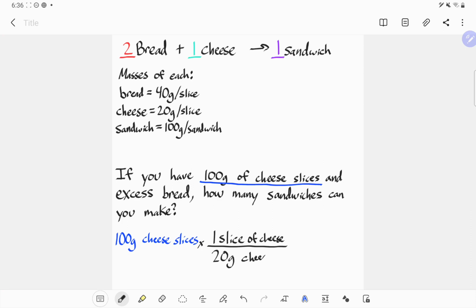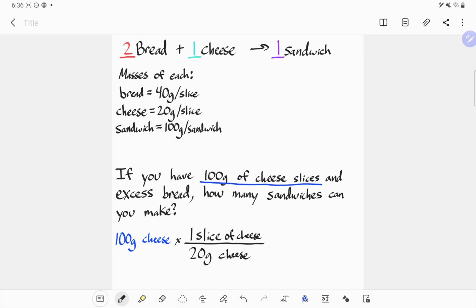And just to make things a little bit less confusing, I'm going to erase where it says slices, because it doesn't matter that we have 100 grams of cheese slices. We have 100 grams of cheese that end up being divided into slices, and we'll do that later. So 100 grams of cheese, and it's one slice of cheese per 20 grams of cheese.